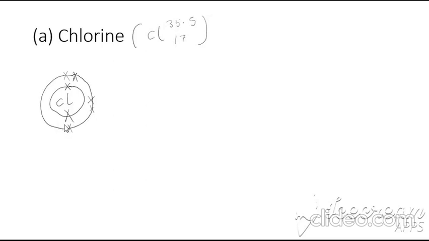So 8 electrons are done. 2, 4, 6, 8. Plus this 2 inside, that's 10. 10 you subtract from 17, we're remaining with 7 electrons. The third shell should have how many electrons? 8 electrons. So we're having 2, 4, 6, 7.